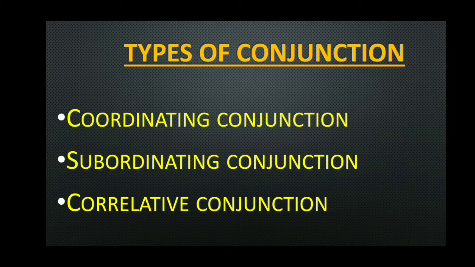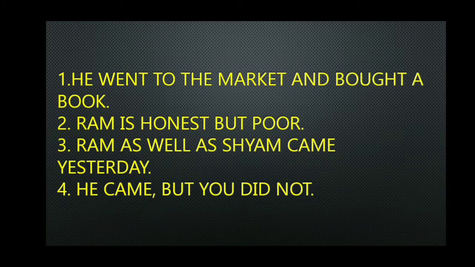And now we look at these three types of conjunctions with their examples, to know what coordinating conjunctions, subordinating conjunctions and correlative conjunctions are. So now move to the examples. First example is, he went to the market and bought a book. So here 'and' adds the two verbs, which are went and bought.